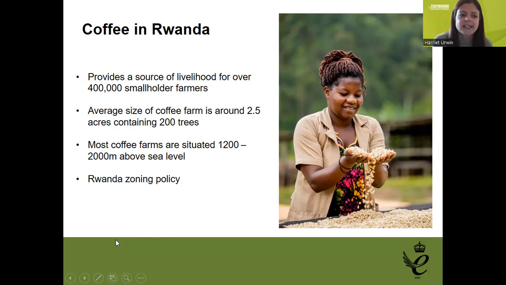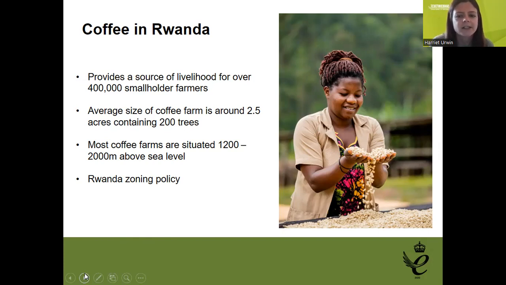So in 2016, Rwanda introduced a zoning policy, which means that all coffee farmers are required to sell their coffee to their closest coffee washing station. And I'll come on to that in a little bit more detail as we go through the presentation.